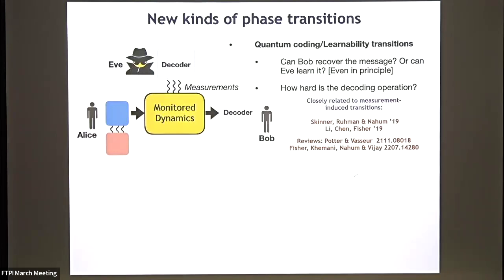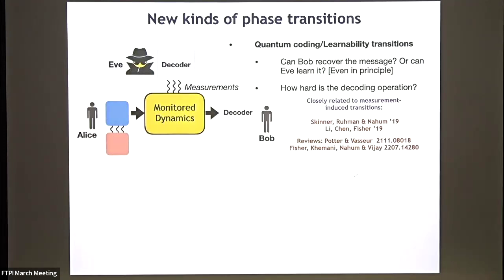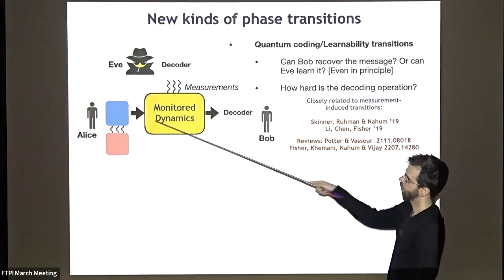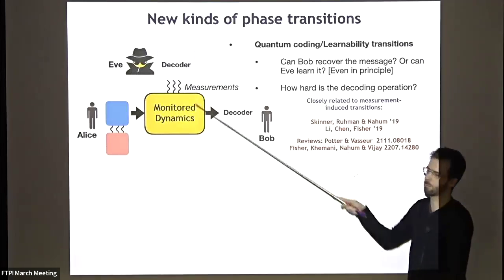The typical setup I'll have in mind is a typical quantum info setup. We have Alice and Bob, and Alice is trying to transmit some quantum information to Bob. To do that, she encodes some information in a system, and it undergoes some kind of quantum dynamics. There's no error here, or the errors will come from having a third party that I'm going to call Eve, who is measuring the system.